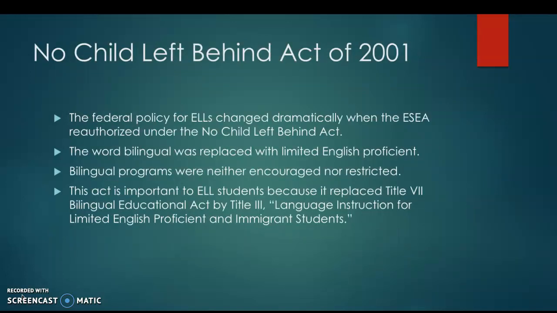No Child Left Behind Act of 2001. The federal policy for ELLs changed dramatically when the ESEA was reauthorized under the No Child Left Behind Act. The word bilingual was replaced with limited English proficient. Bilingual programs were neither encouraged nor restricted. This act is important to EL students because it replaced the Title VII Bilingual Education Act with Title III, Language Instruction for Limited English Proficient and Immigrant Students.